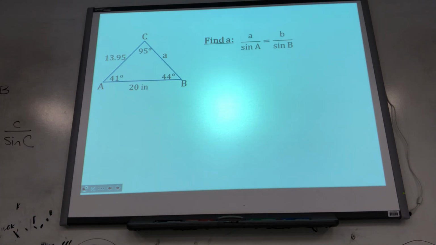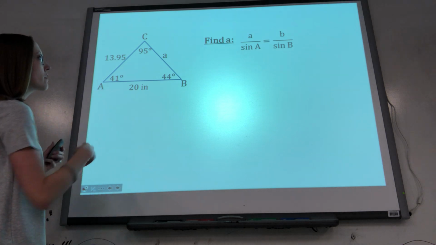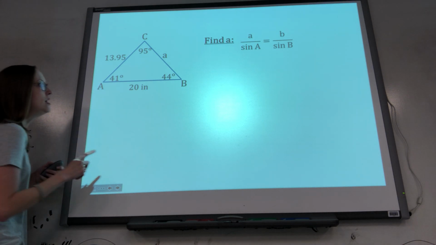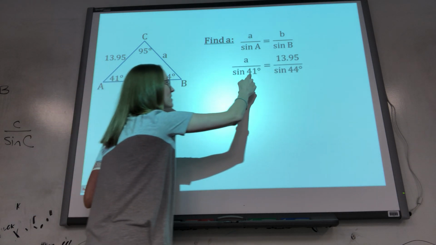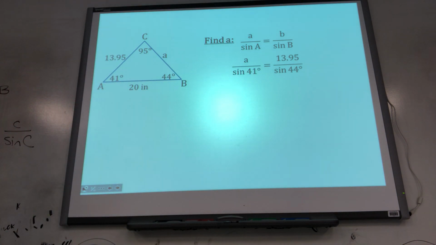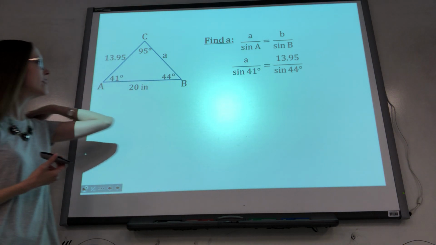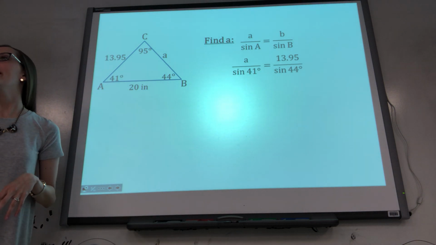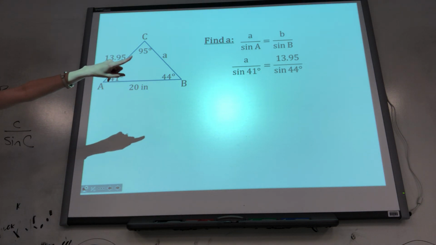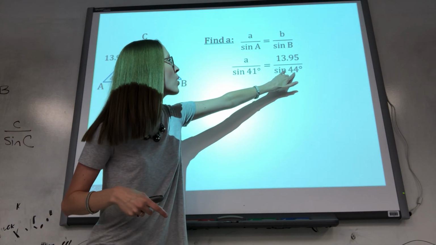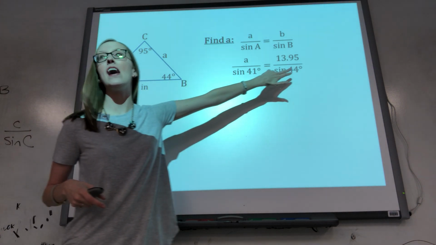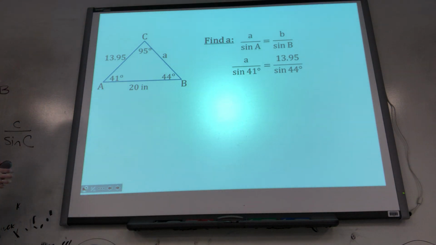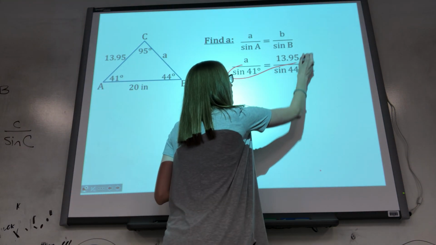When you get down toward the end of the problem, you usually have more options because you have found most of your variables at that point. Okie doke, so here I go. Little a over sine of 41 degrees equals little b, which is 13.95 over sine of 44. If you have a's and c's, this part of your proportion would say 20 over sine of 95 degrees. Again, it's perfectly fine either way. Now, for me, I'm going this route.